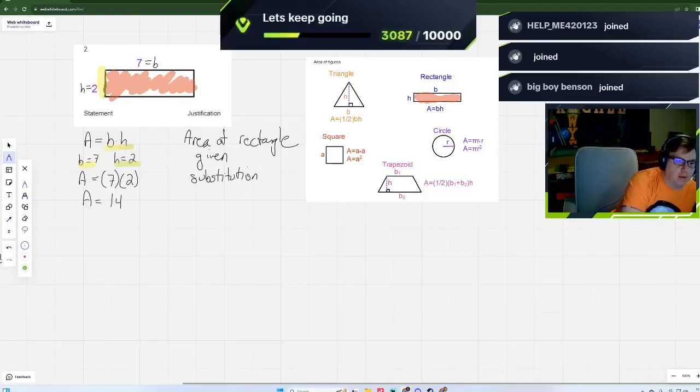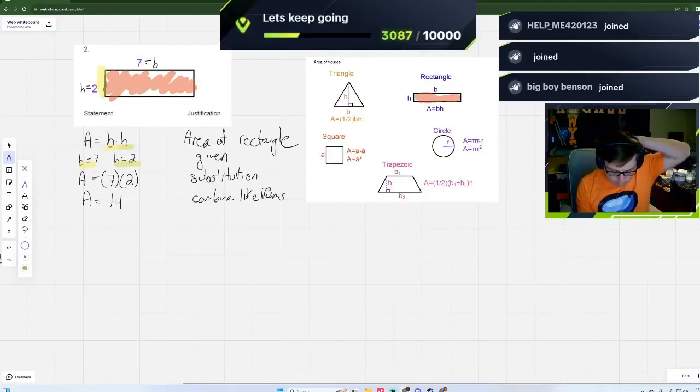And how did we do that? We combine like terms, or you could have said multiplication. Not property of equality, because we didn't do it to both sides of the equation, but just multiplication in itself.